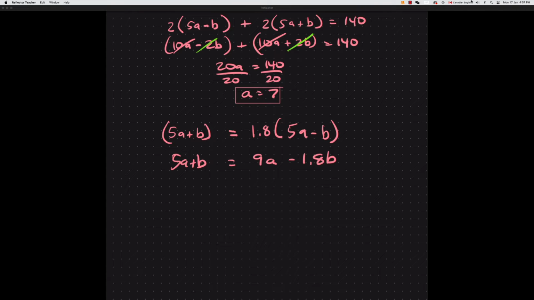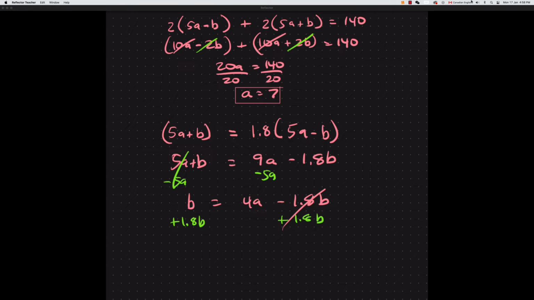And we're going to move the a's from the left over to the right. So we're going to go minus 5a, minus 5a. That's going to cancel it there. We're left with b equals 4a minus 1.8b. Now I can move this b to the other side by going plus 1.8b, plus 1.8b. And now we've got it canceled on that side.